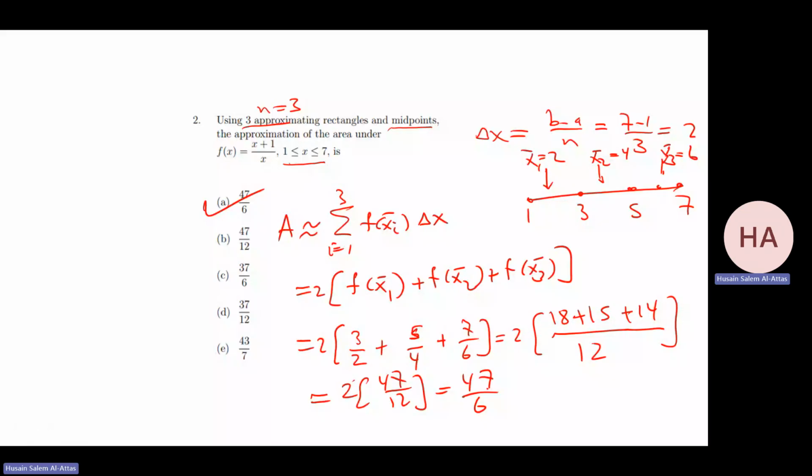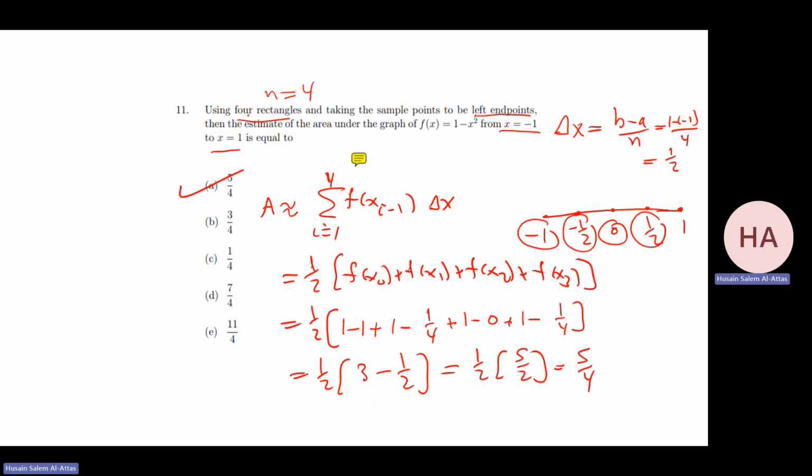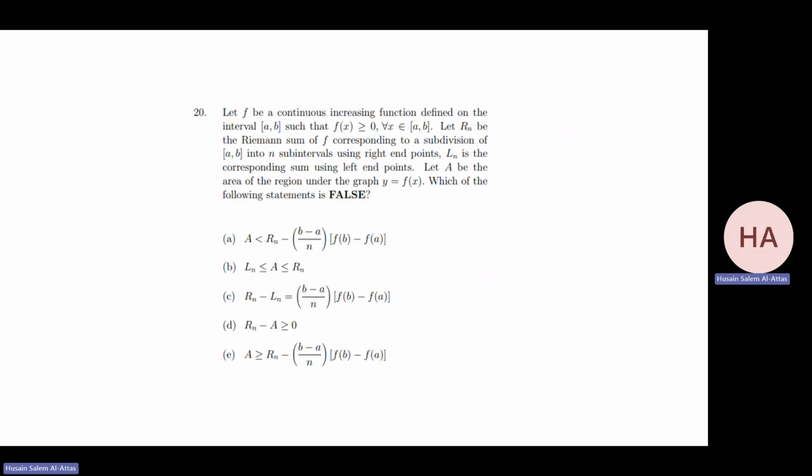Bismillah ar-Rahman ar-Rahim. Inshallah, we'll continue doing these problems for 5.2. We finished these ones. Now we'll go to this one. Okay. This one, what do we have?